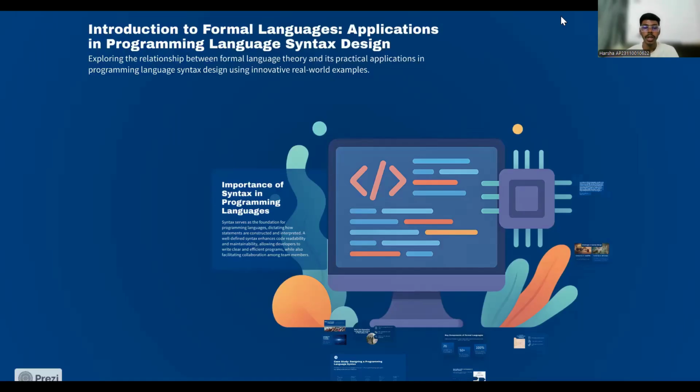Hello everyone. Today I am going to present on the topic formal languages and syntax in programming. In this presentation, we will understand what formal languages are, why they are important, and how they are used in programming and compiler design.